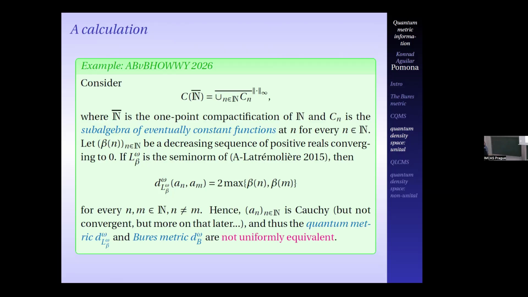In particular, the quantum metric and Bures metric are not uniformly equivalent because they have a sequence which is Cauchy in one metric and is not Cauchy in the other. So the identity map cannot be uniformly continuous.